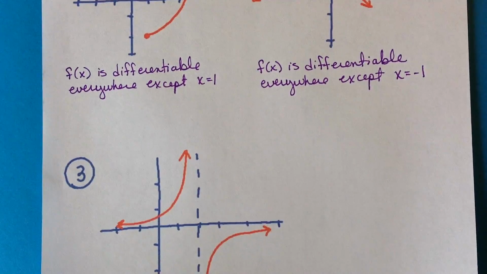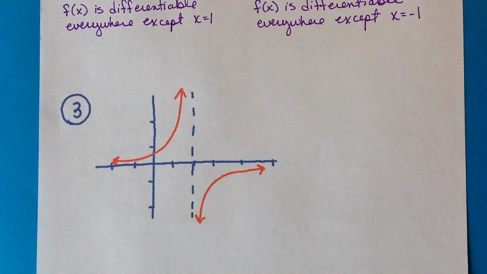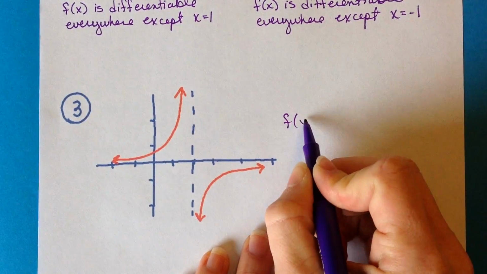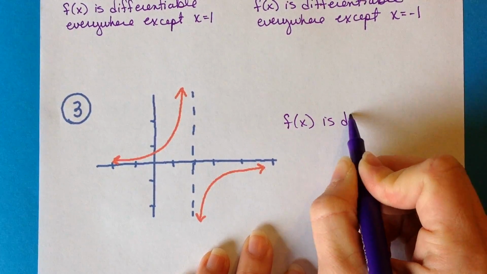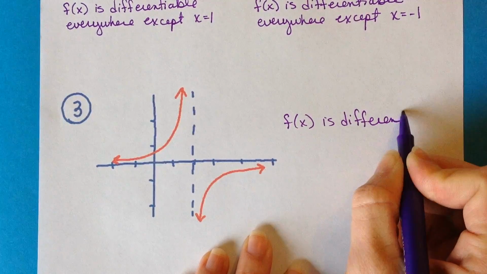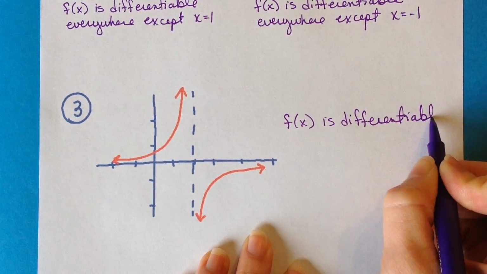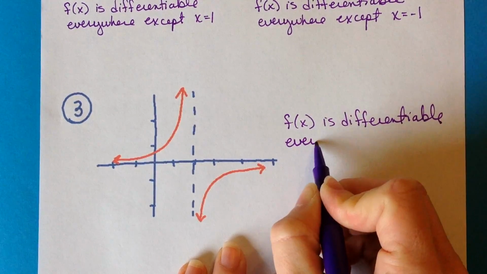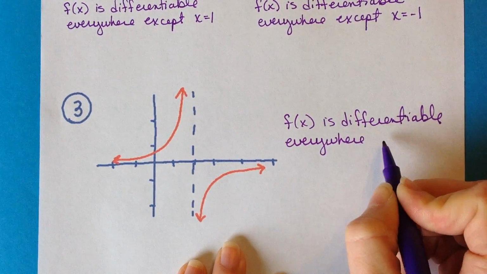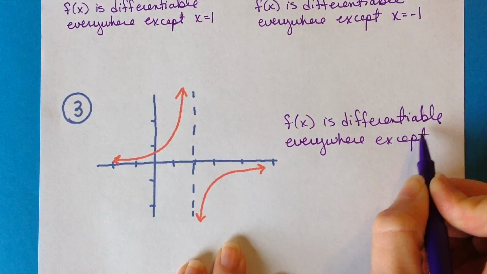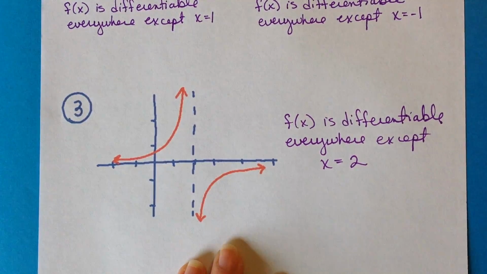Okay, third example, where your graph would not be differentiable here would be at positive 2, and that would be because it's not continuous at x equal 2, because that's where you have a vertical asymptote. So f of x is differentiable everywhere except x equal 2.